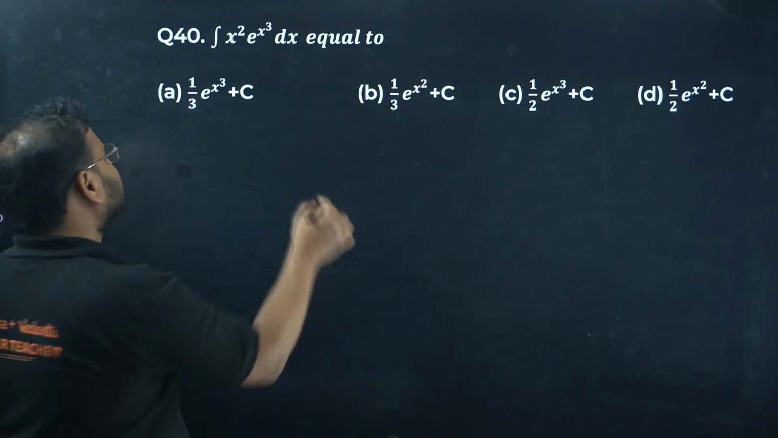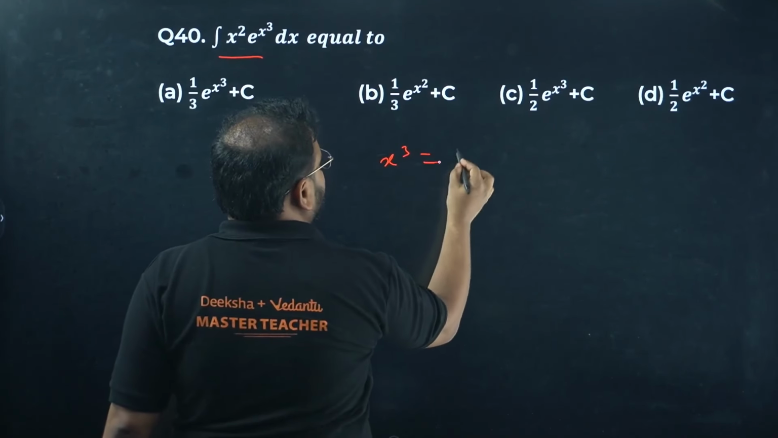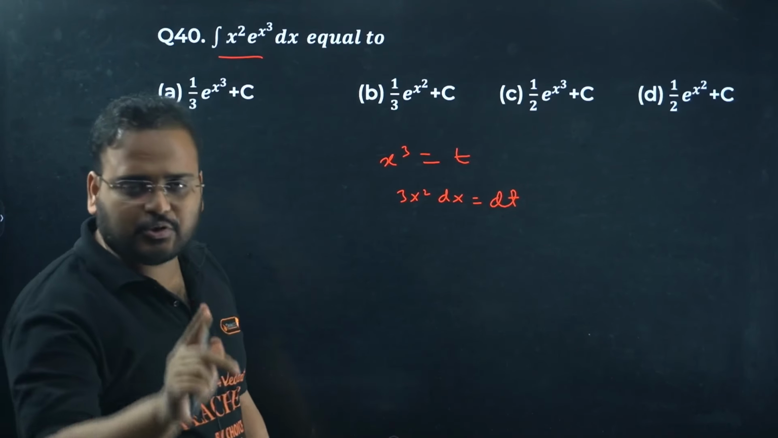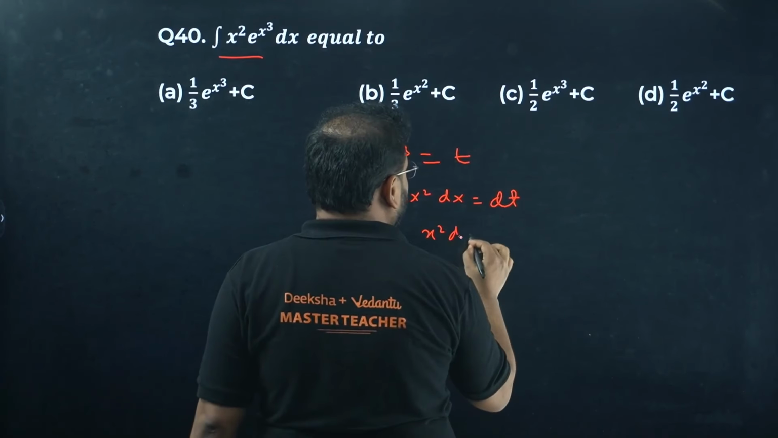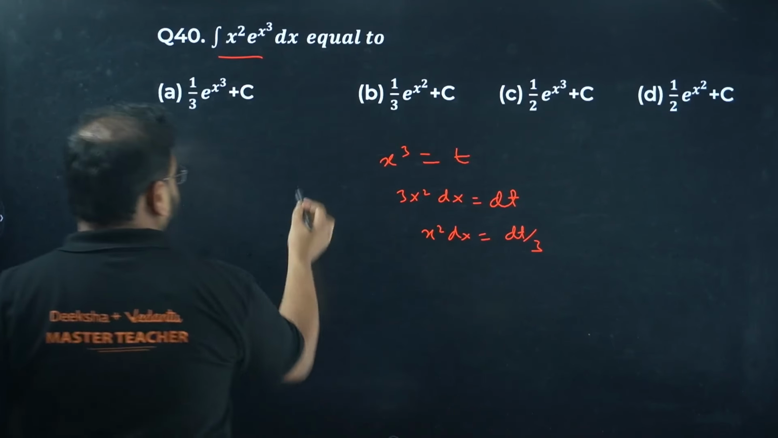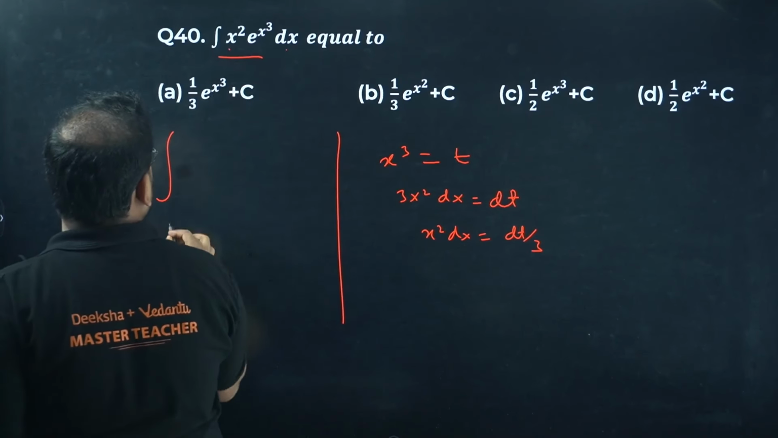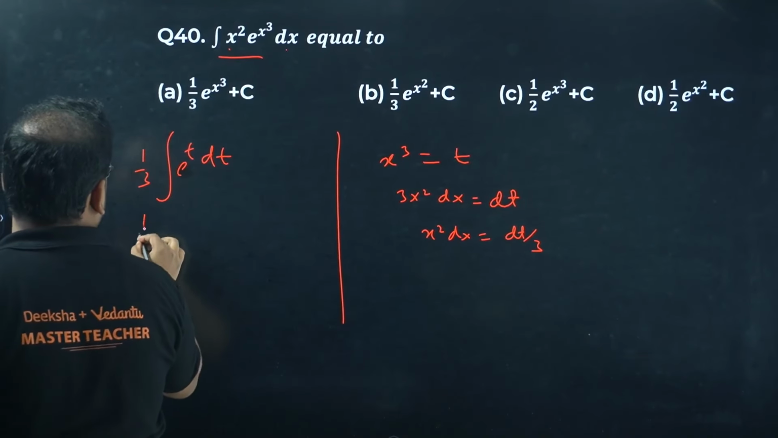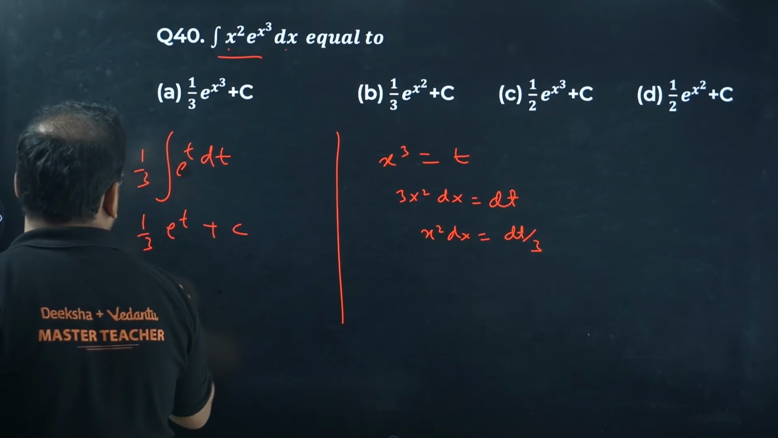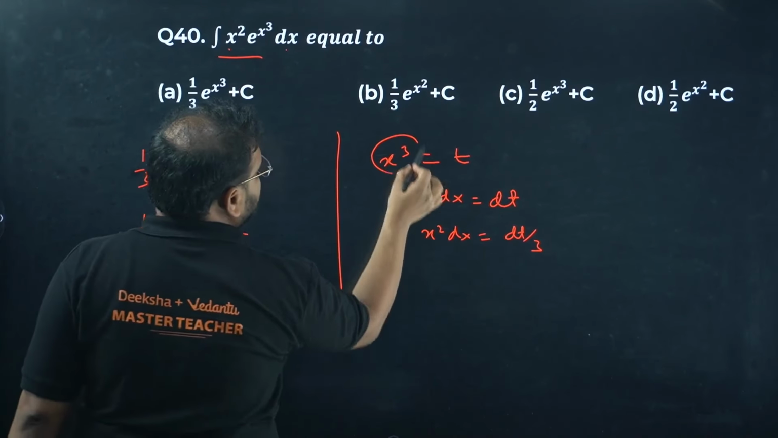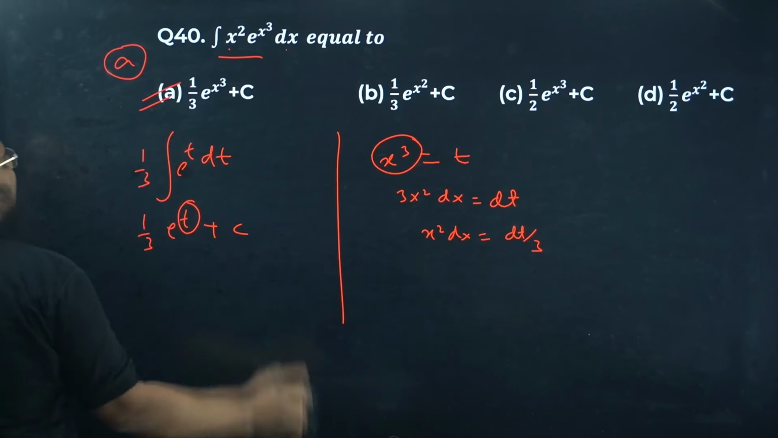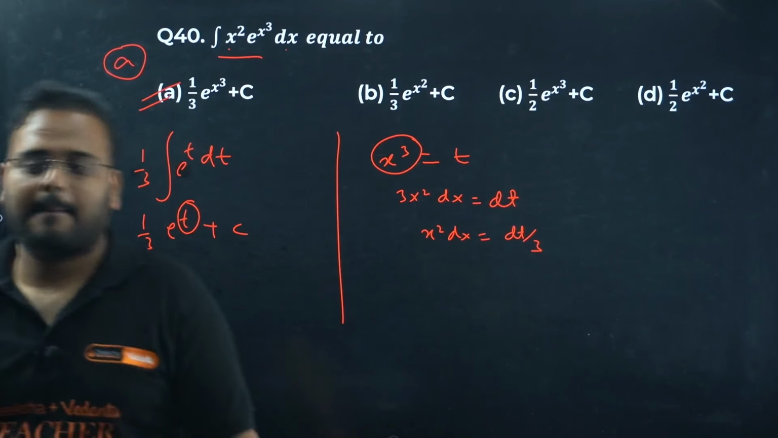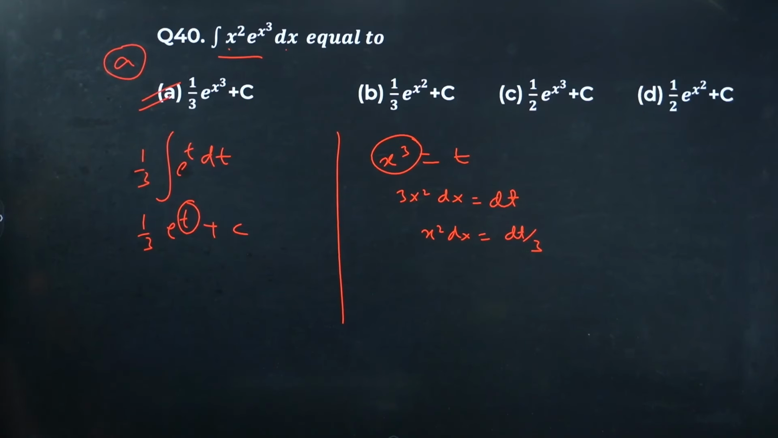40th, very simple question. As I mentioned, method of substitution. x cube is t, 3x square dx is dt. Differentiate. Substitution we are using, differentiate. You get x square dx as dt by 3. Check here, x square dx is there, so we get dt by 3 over here, and e power t is there. Integration: e power t is e power t plus c. So 1 by 3 e power t means 1 by 3 e power x cube. Any problem? No, sir. Okay. Making sense now? Superb.